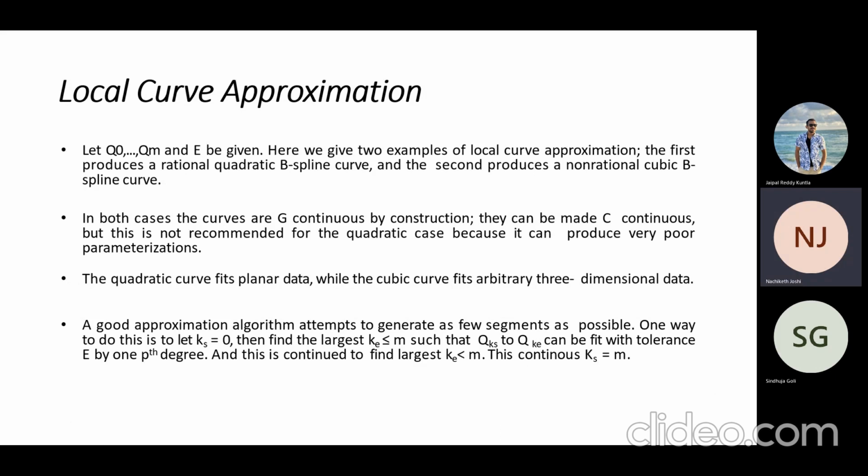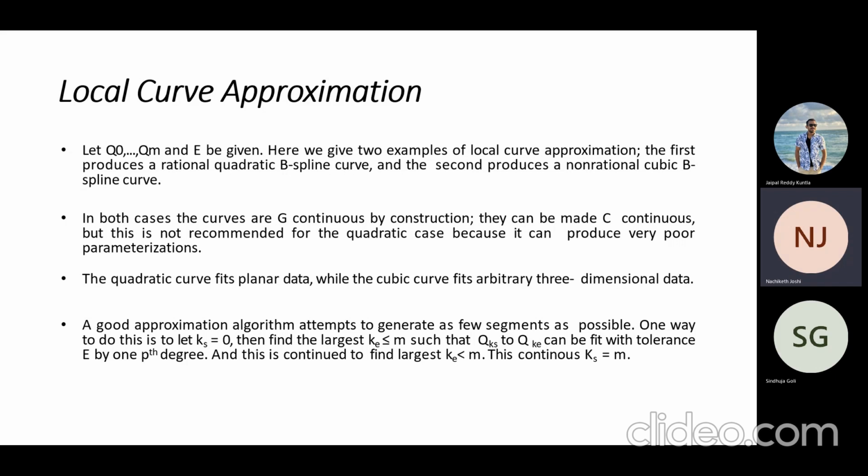Local curve approximation. Let Q0, Q1 till Qm be the data. Here we give two examples of local curve approximation. The first produces a rational quadratic B-spline curve, and the second produces a non-rational cubic B-spline curve. In both cases, the curves are G1 continuous by construction, and they can be made C1 continuous, but this is not recommended for the quadratic case because it can produce very poor parameterizations. The quadratic curve fits planar data, while the cubic curve fits arbitrary three-dimensional data.